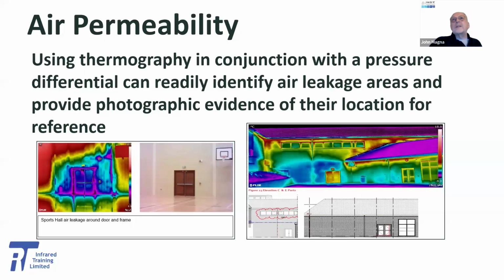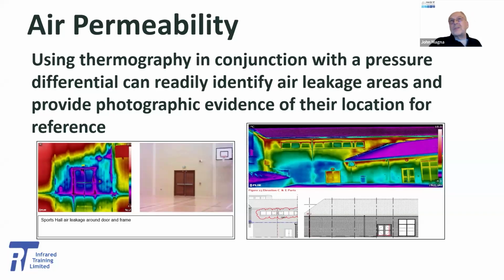Using thermography in conjunction with a pressure differential, we can readily identify air leakage areas and provide photographic evidence of their location for reference. With the targets for air permeability test results being driven lower than the compliance minimum by the desire to achieve better energy performance criteria, such as nearly zero energy buildings and passive house, thermography can be instrumental in determining where improvements can be made.